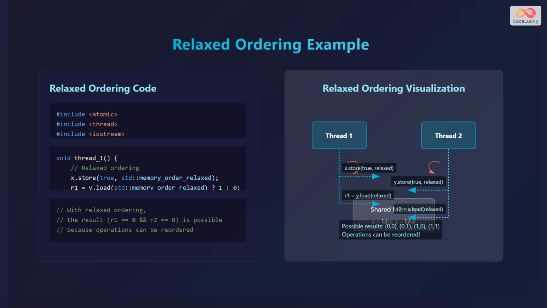Similar to the previous example, we have thread1 on the left, thread2 on the right, and shared memory in the middle. However, this time the arrows are dashed to indicate the possibility of reordering. With relaxed ordering, the possible results are 0,0; 0,1; 1,0; and 1,1 because the operations can be reordered.